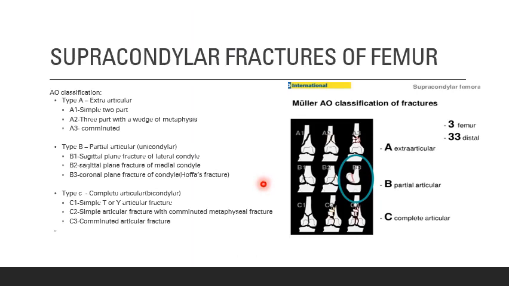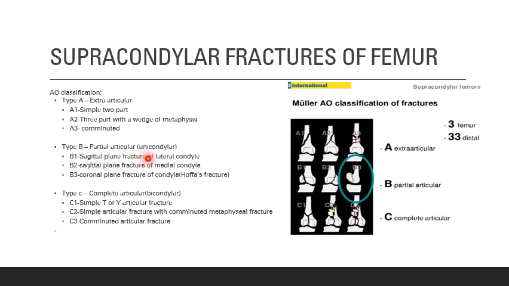Supracondylar femur fracture AO classification includes type A, extra-articular, type B, partial articular, type C, complete articular. Among type A, A1 is simple two-part. A fracture line runs in metaphysis, doesn't include the articular surfaces, will be classified as two-part. A2 will be three-part with a wedge metaphysis. It results in three fragments but doesn't include the articular surface. A3 will be comminuted metaphyseal shaft.